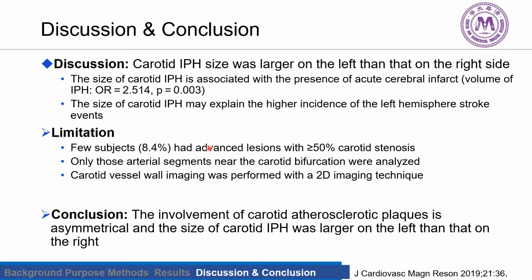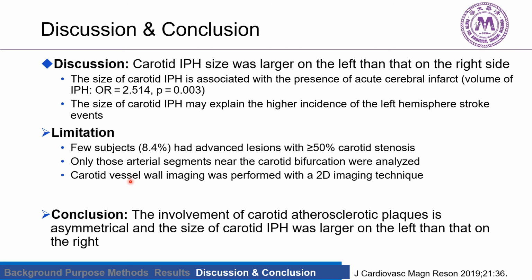Our study also has several limitations. First, we enrolled subjects with existing carotid plaques, but few subjects had advanced lesions. Second, only those arterial segments near the carotid bifurcation were analyzed. Last, carotid vessel wall imaging was performed with a 2D imaging technique. Recently, 3D vessel wall MR techniques with large coverage have been proposed for plaque assessment of the carotid.